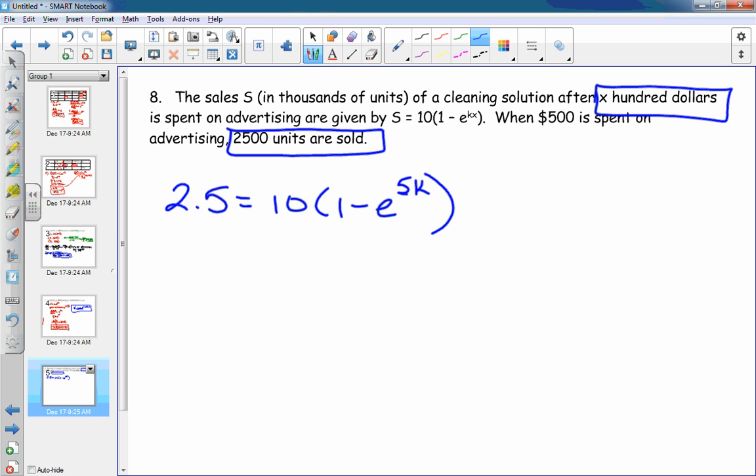What do you think I need to find first of all, folks? What's k? k represents the rate, right? Do we all understand that? So how do I solve this? I divide by 10. 2.5 divided by 10 is equal to 1 minus e to the 5k. When you divide by the 10, what do you get? 0.25 is equal to, I'm going to put the 0 there so y'all can see that.